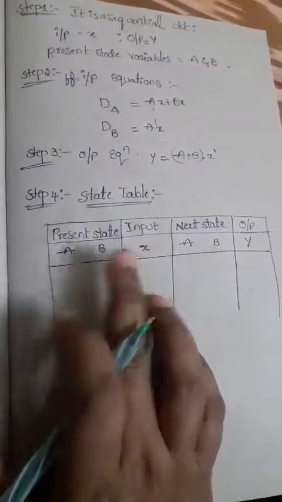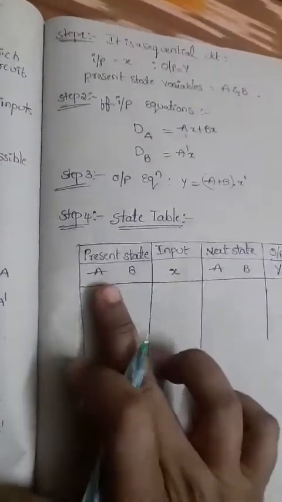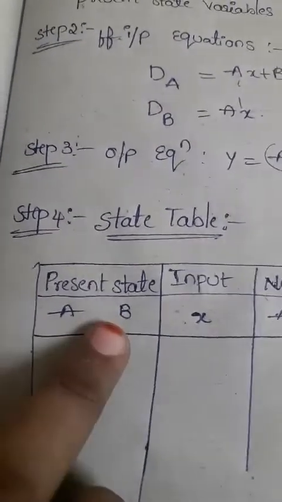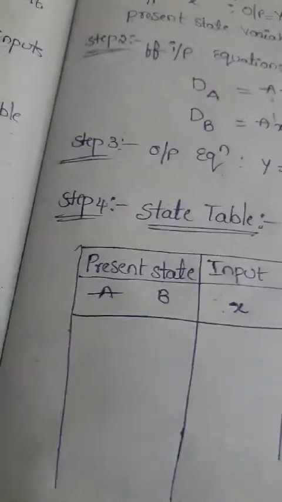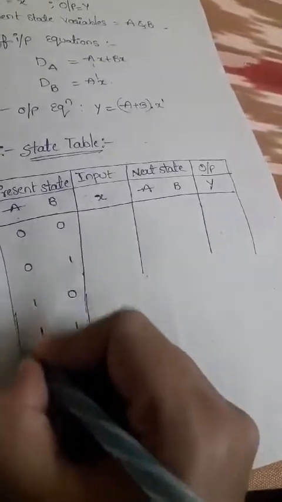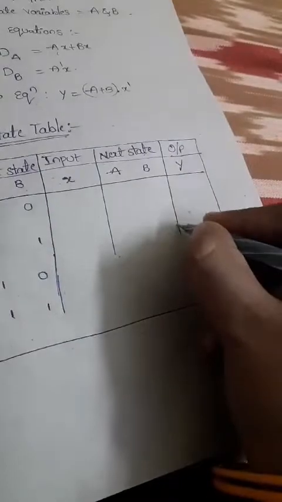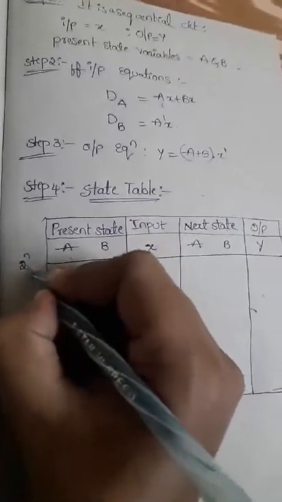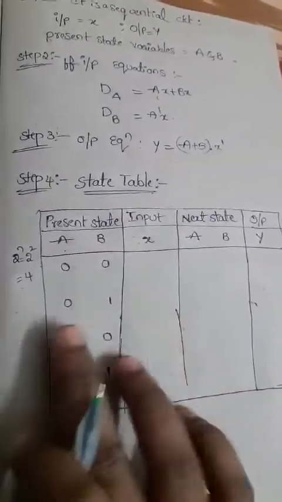Now find the state table with the help of these input values. Before taking the input values, first we'll mention the present state values. How many variables do we have here? We have two variables, A and B, right? To write the binary combinations with two variables, we get four possibilities: 00, 01, 10, 11. These are the present state variables we get with the help of binary combinations. 2 power n is 2 squared, so totally 4 possibilities: 00, 01, 10, 11.